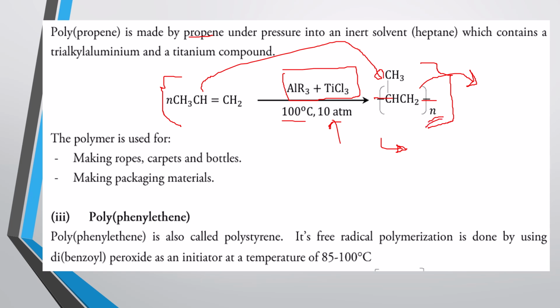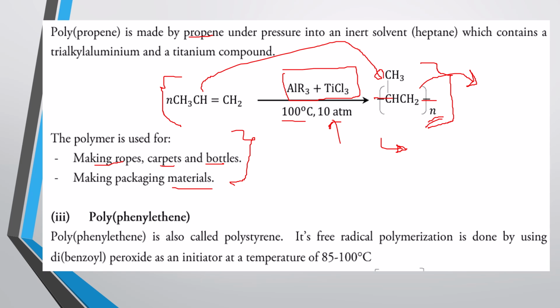So with this, we can look at the uses of polypropene, but we say that they are the same as those of polyethylene. They almost function the same way. Since it's tougher, it can be used in making ropes, carpets together with bottles. It can also be used in making packaging materials such as plastic bags, just like we looked at the uses of polyethylene. So proceeding to item 3, we are going to look at polyphenylethene.